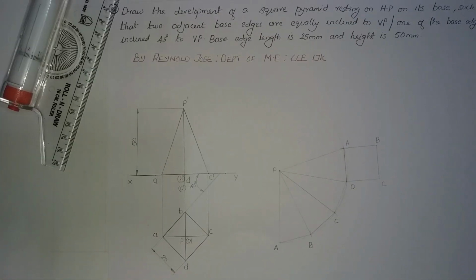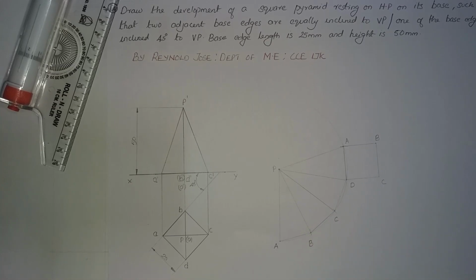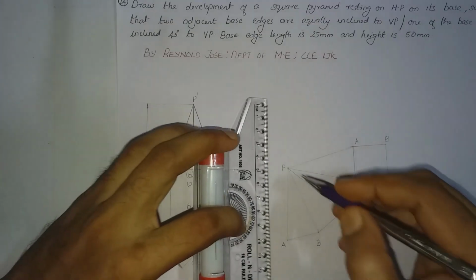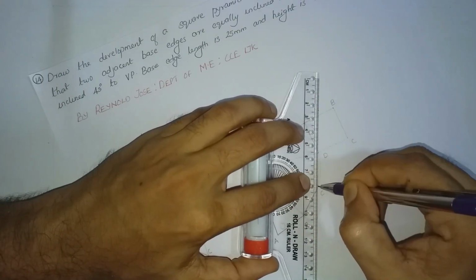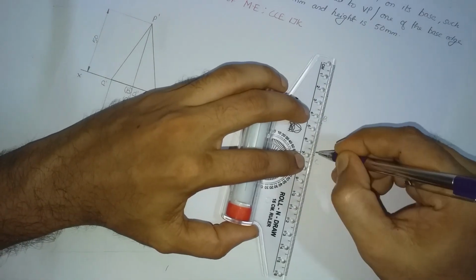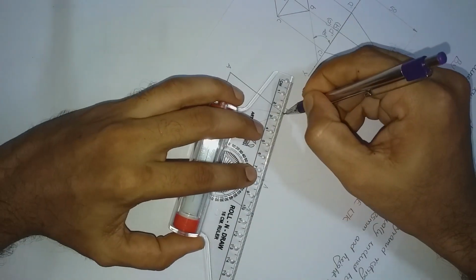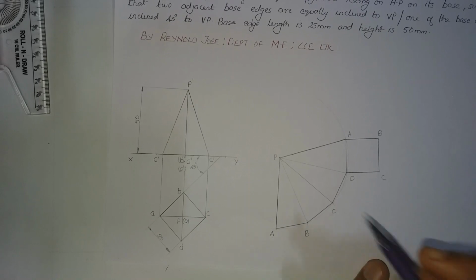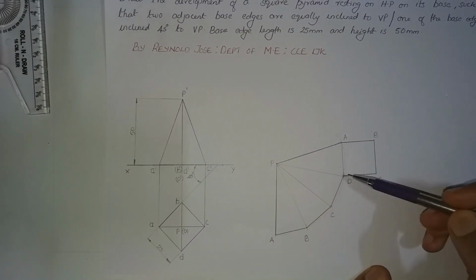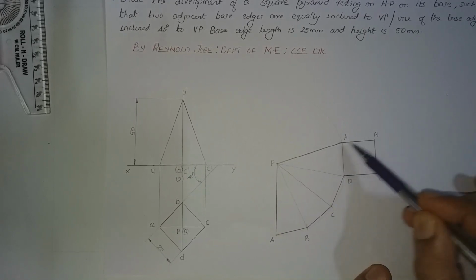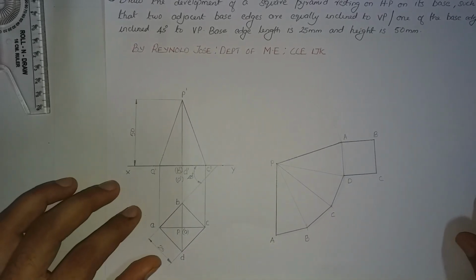Now let us draw the outline of this development using thick lines, that is type A lines. Only the outline must be thick. You are not supposed to darken PB, PC, PD and AD. Only the outlines of the development must be darkened. Now we shall dimension it.